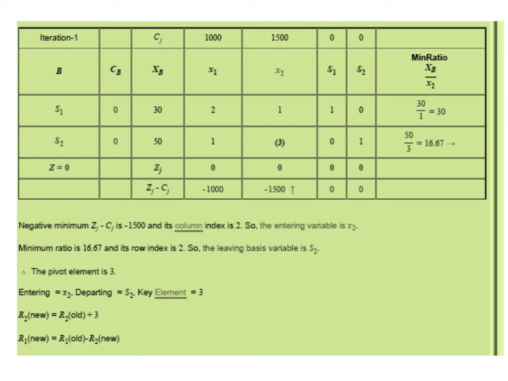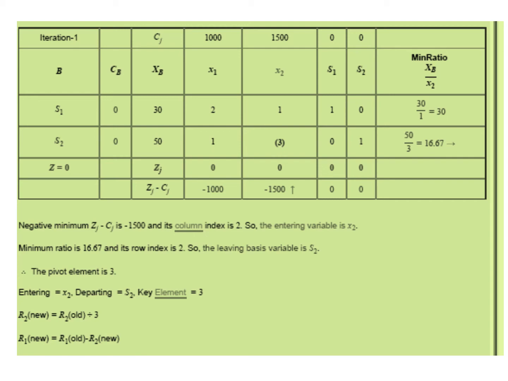Now Zj gives us the idea of the present value of Z and the present contribution of each variable towards the Z variable. Now Zj minus Cj gives you an idea of the possible contribution of each variable towards the Z variable. So if you can see, Zj minus Cj in case of x2 is minus 1500. Thus x2 will be the entering variable, but we do not know which is the exiting variable. For that we will have the minimum ratio.